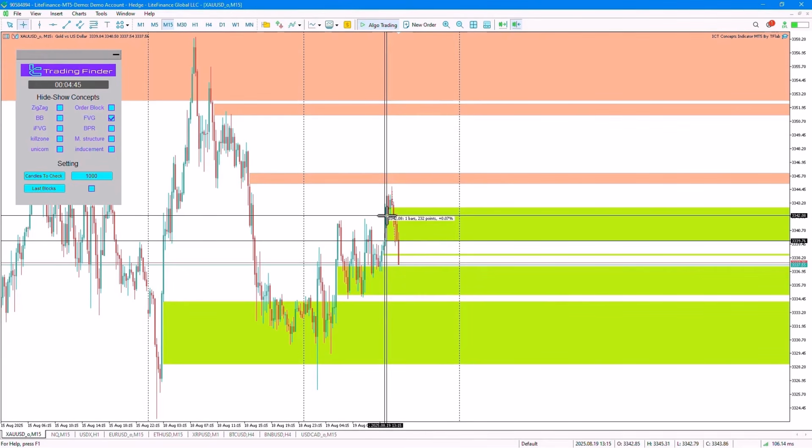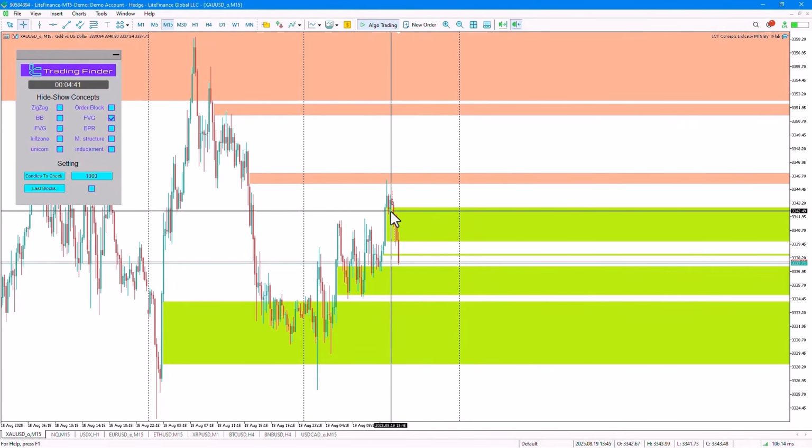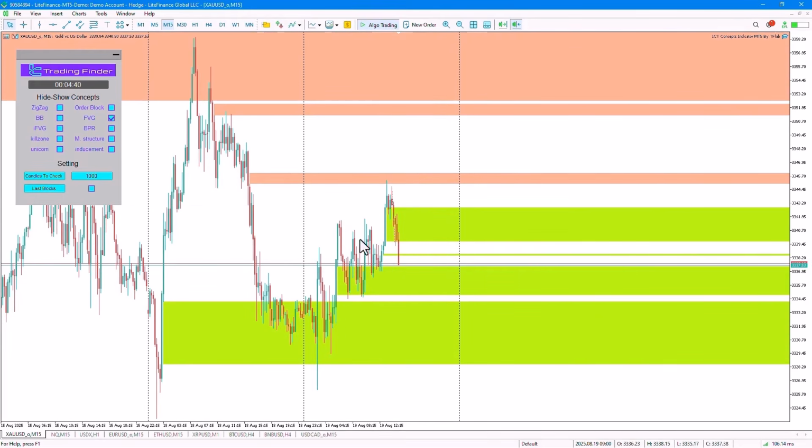As we can see, the price has moved downwards. A bullish FVG zone had formed here, and with the price closing below the bullish FVG zone, this zone becomes invalid and is considered void, and it will be removed from the chart.